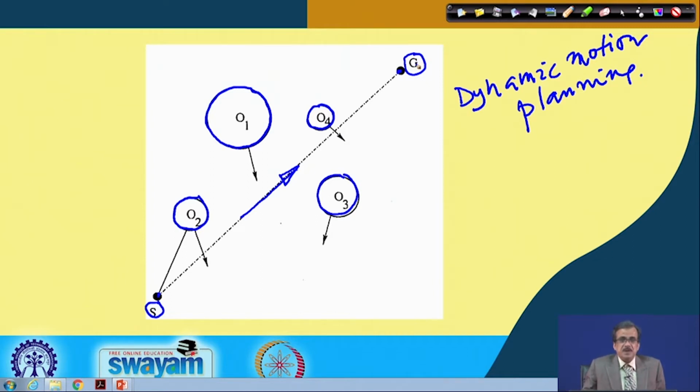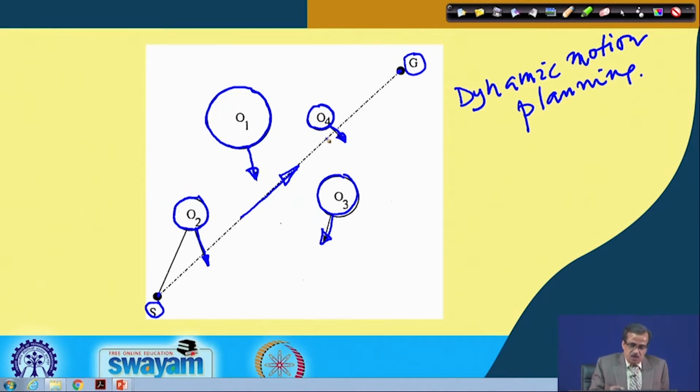To solve this problem, the first thing we have to do is find out the most critical obstacle for the robot. This is the direction of the speed, so this is the velocity direction for the different obstacles.